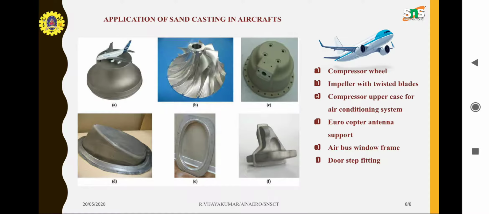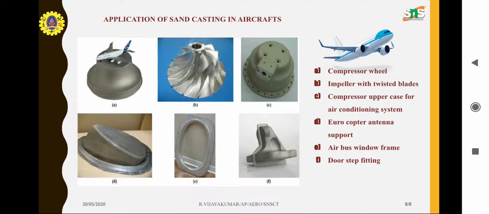Particularly in our field, in aeroplanes there are many parts, particularly in aircraft, where sand casting is used. Through sand casting, what parts are manufactured? First, you can see the compressor wheel in image A. The compressor wheel is made out of sand casting, and the second one is the impeller with a twisted blade.